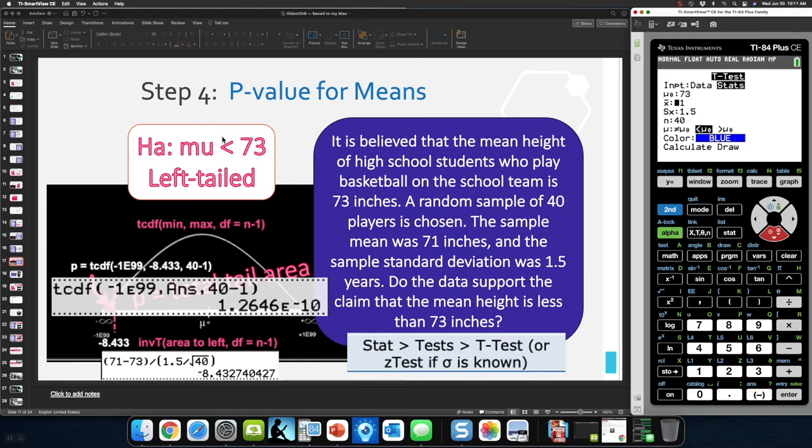And then it also asks for the symbol, because remember, which way we shade on the p-value determines our symbol. And if we had shaded to the right, we would have had almost 1 instead of almost 0. And so that definitely changes the value. So we want less than, and so you just highlight it and press enter. But you can tell I've already done that. And then calculate, and it'll give you the t-score and the p-value once you've put in all that stuff. And so you don't have to compute, you don't even have to draw a picture. It will give you all of this stuff.